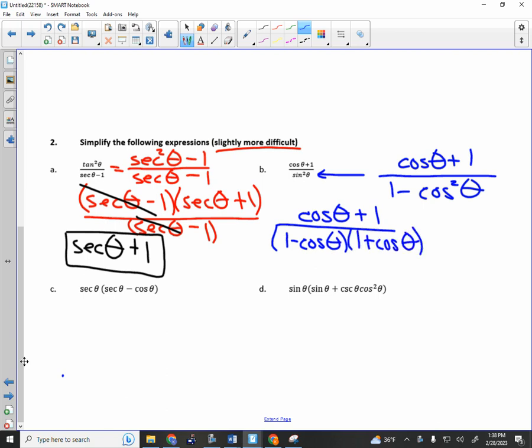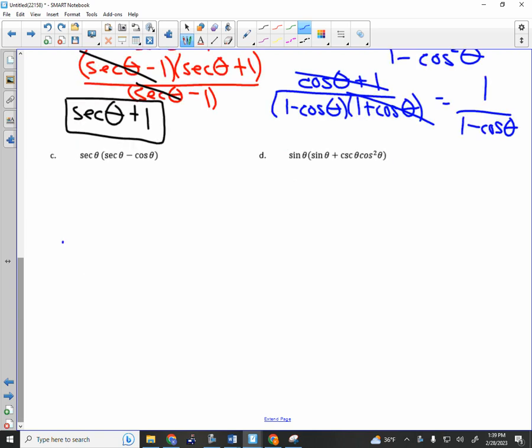Okay, as you can see on the top, I have cosine of theta plus 1. On the bottom, I substituted 1 minus cosine squared. And 1 minus cosine squared is the difference of two squares, so they factor. And now I can cross off cosine of theta plus 1. So your answer is 1 over 1 minus cosine of theta. Notice that when we see a squared, that's to our advantage. If we don't see a squared, sometimes if we could create one, that's a good option.